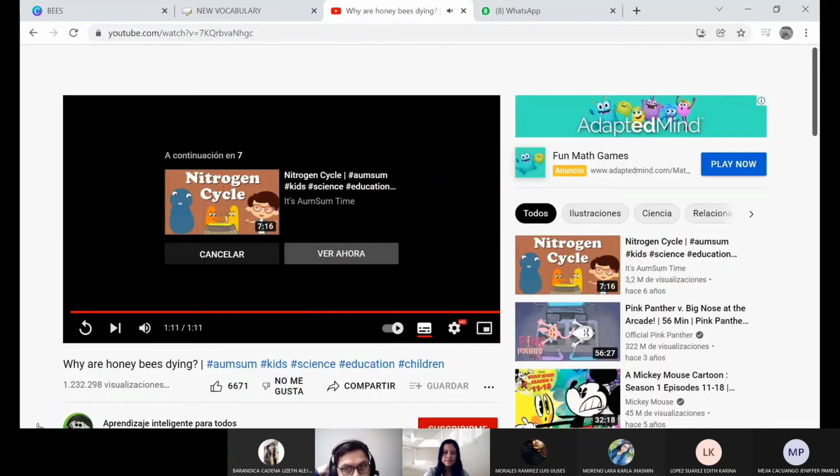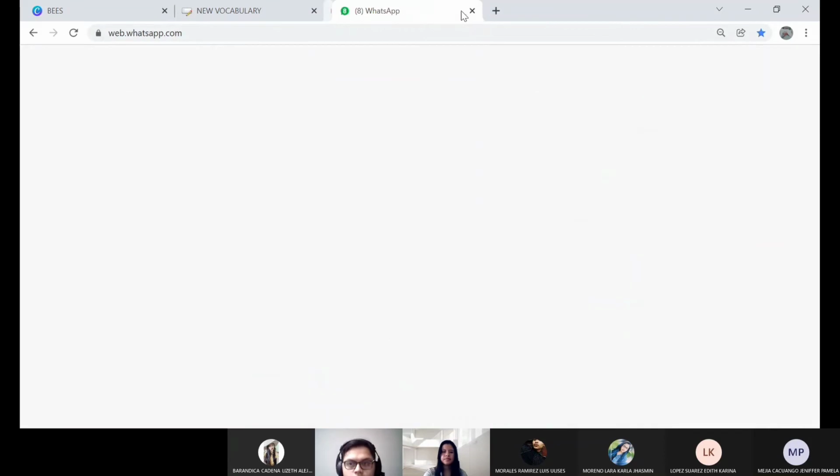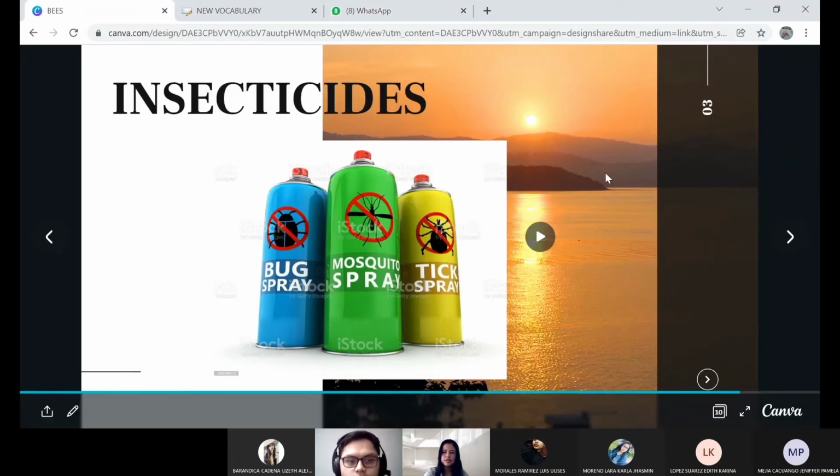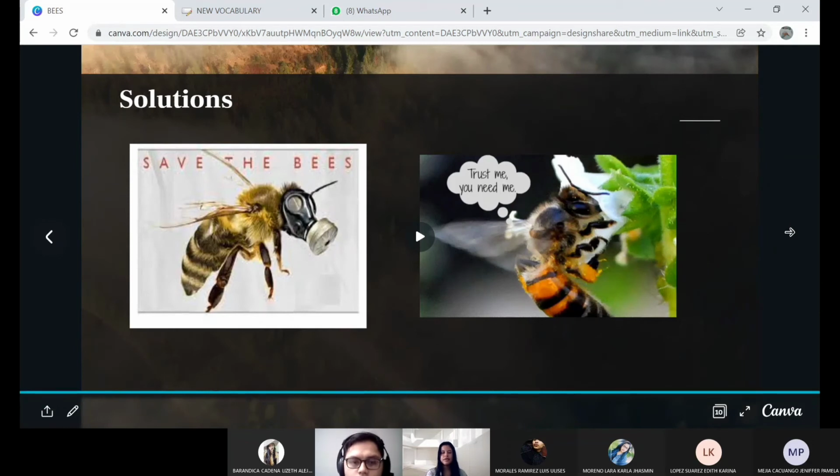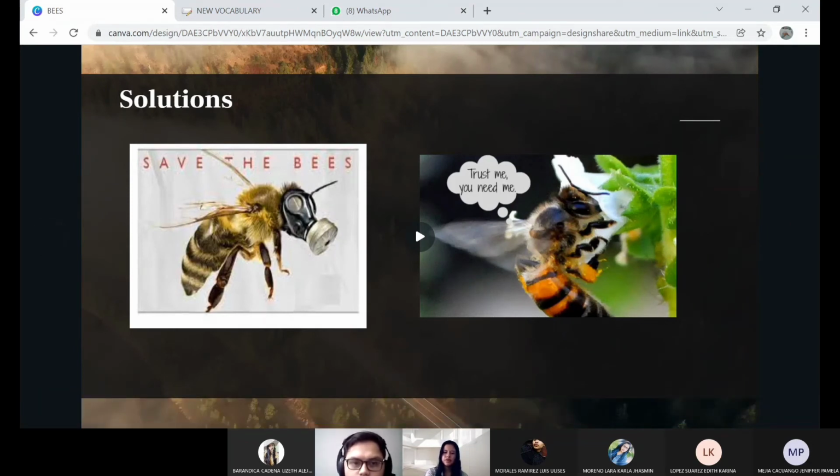Now, we're going to develop the last activity, as I said. Here in this slide, as you can see, we are going to give solutions to save the bees. You're going to prepare a very short speech, and you're going to talk here in the class, and give your own solutions to save the bees or to protect them. You have just 3 minutes to think of your solution, and then I'm going to start asking what your solutions are, okay?